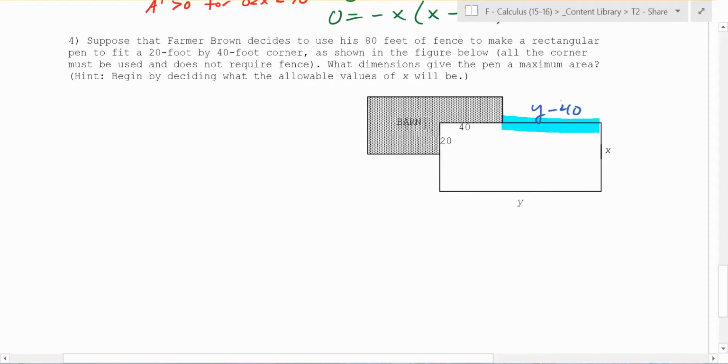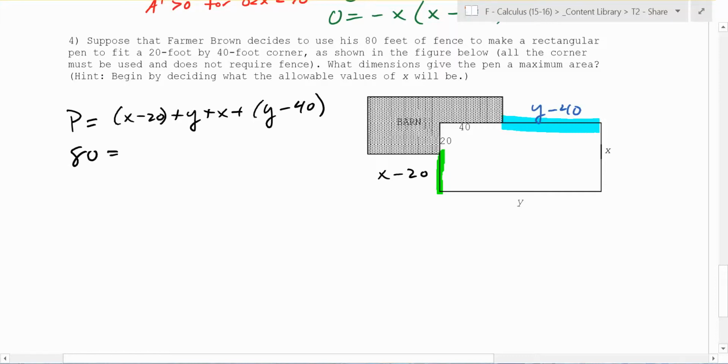Y minus 40. And then this green section right here is going to be labeled what? X minus 20. Right. So then you know your perimeter is going to be what? X minus 20 plus y plus x plus what? Minus 40. How much is 80 feet of fencing?